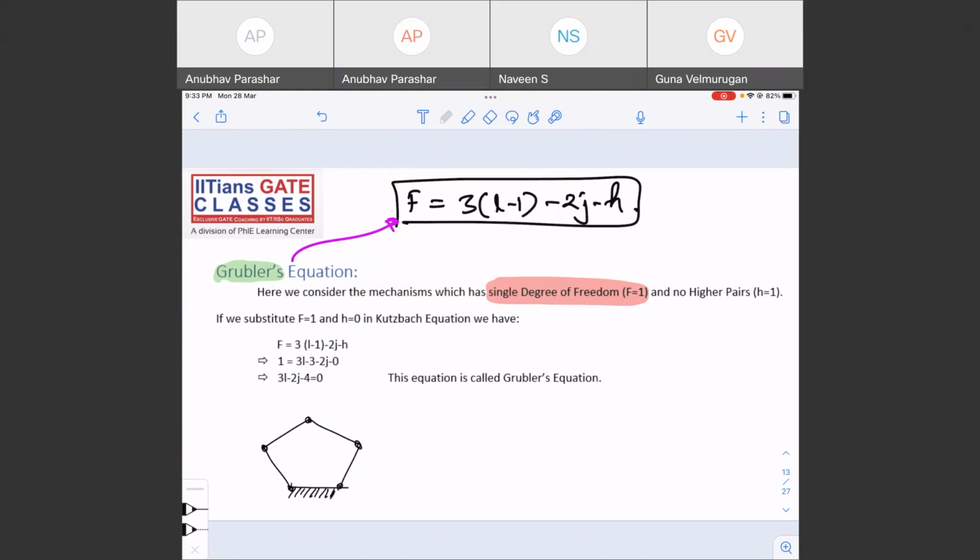How many links are there? 1, 2, 3, 4, 5. Always start from the fixed link. The fixed link, you number it as 1.